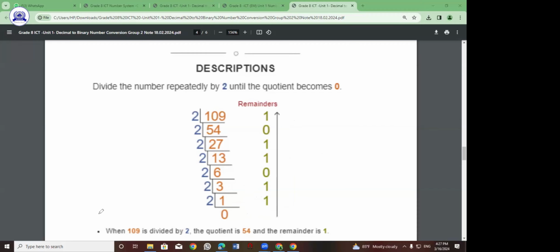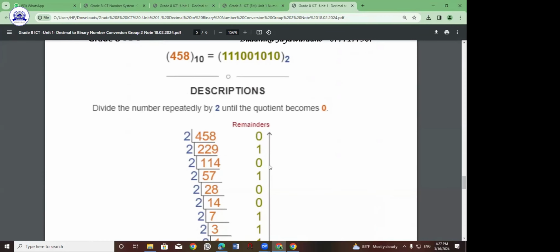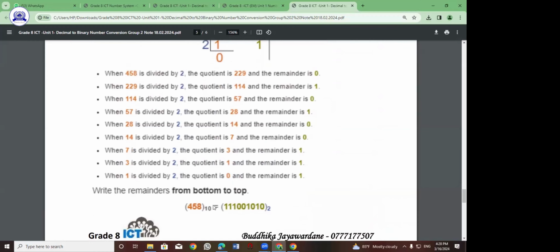So the final answer you can write for the 109 is this. So you can write 109 is equal to 1101101 base 2. Right? The way. Then if you convert this number also the same way, you can see how we divide it. Right? So once you write this one, you can write the answer as this. So if you divide this one, 458, into binary, you are getting the answer as this.